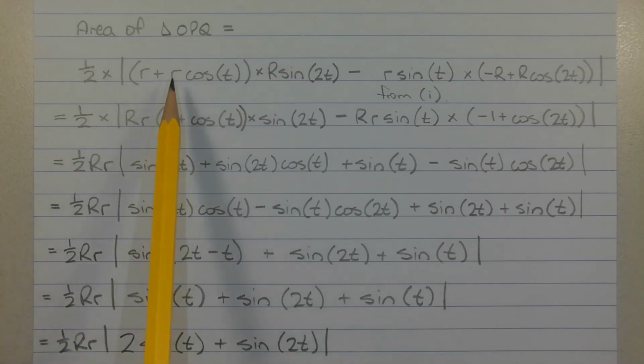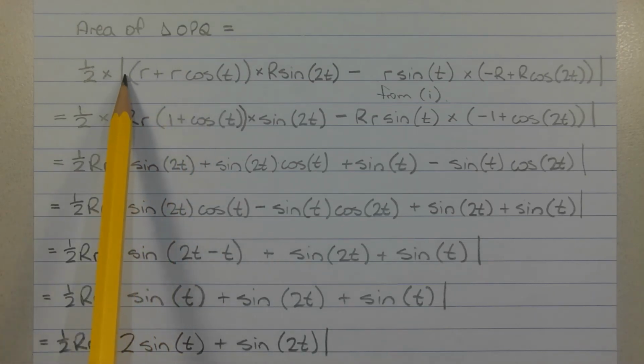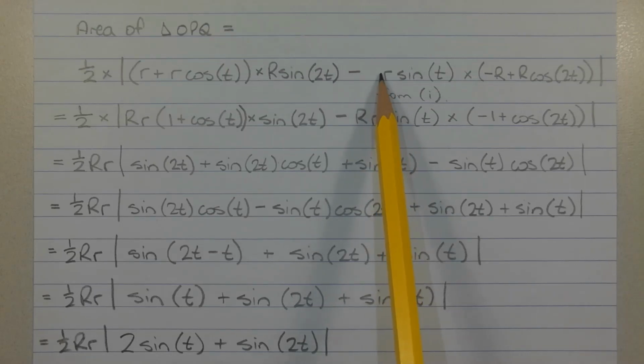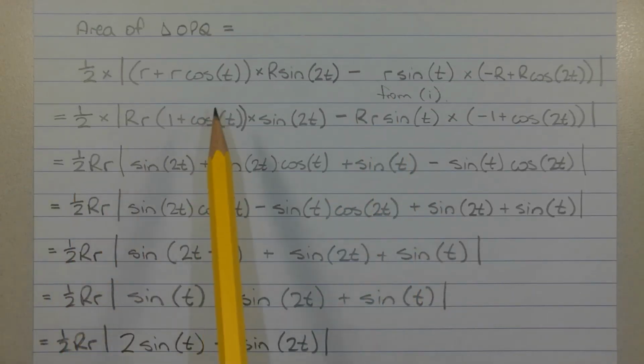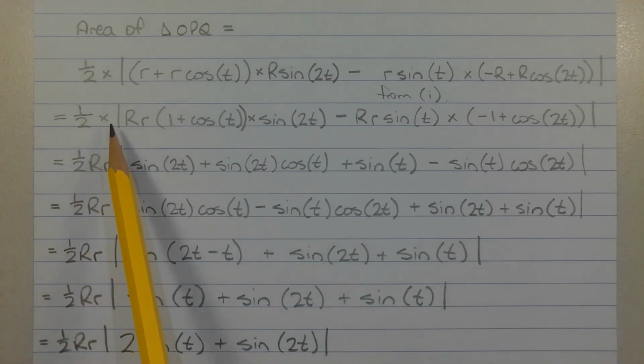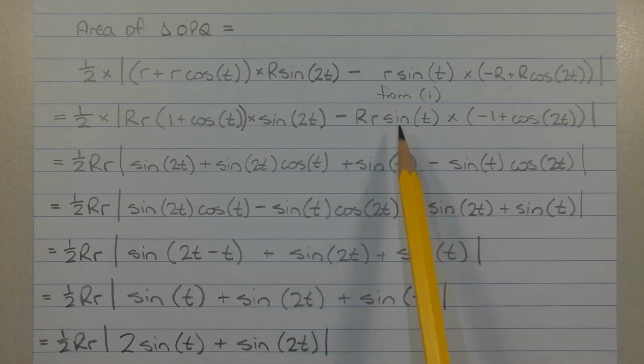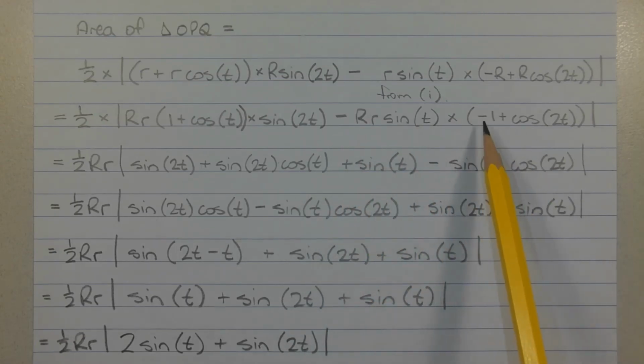Now we can factorize out r here, so it'll appear outside the brackets here. And we can also factorize out capital R here and here, so it'll appear around here. So the next few steps is cleaning up the algebra and simplifying the expression as much as possible. So that's equal to half times the magnitude of capital R times (1 plus cos t) in brackets times sin 2t minus capital R times sin t times (negative 1 plus cos 2t) in brackets.